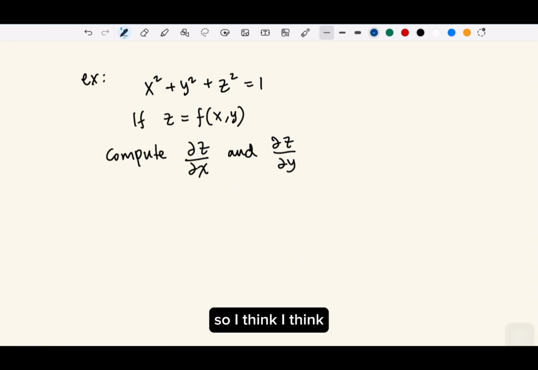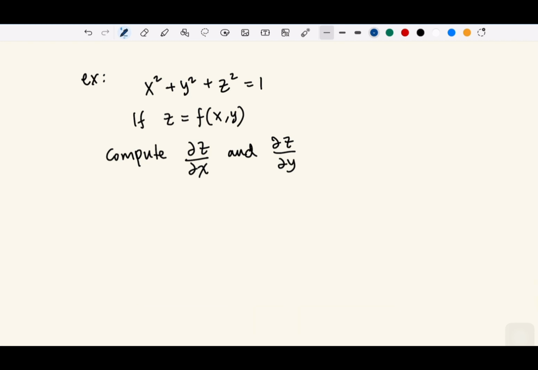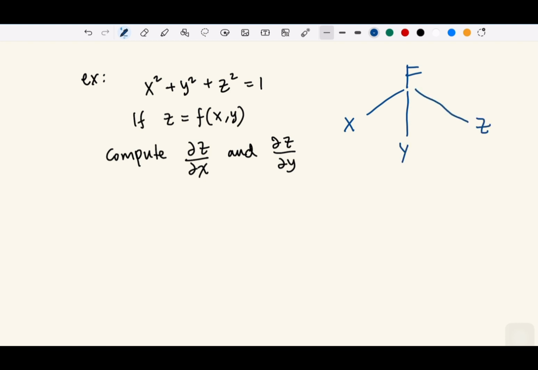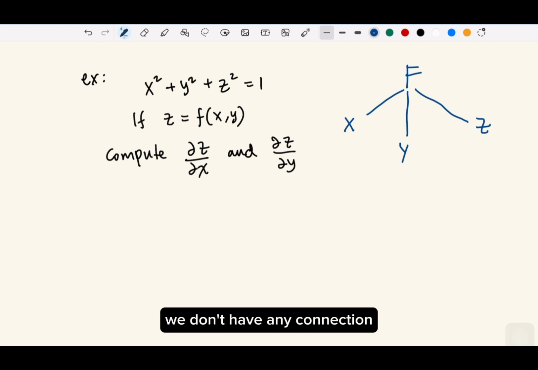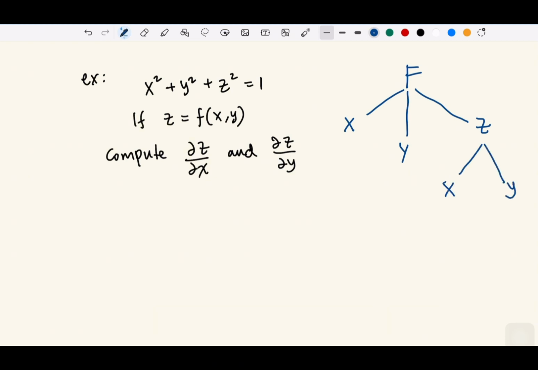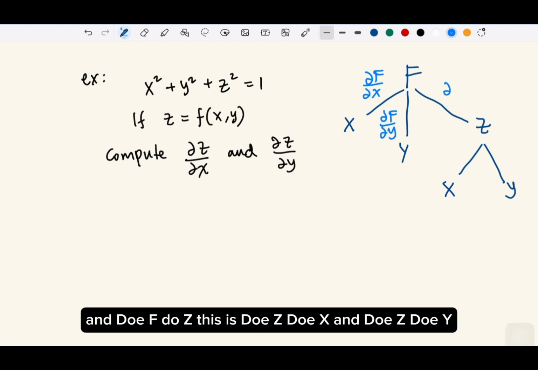So I think we can start to see the whole function of the 3 variables. Let's say it is f, the big F, and then we can have x, y, and z. For x and y, I think we don't have any branch, we don't have any connection, so we only have z. Z has another x and another y. So this will be dou f dou x, dou f dou y, and dou f dou z. This is dou z dou x and dou z dou y.